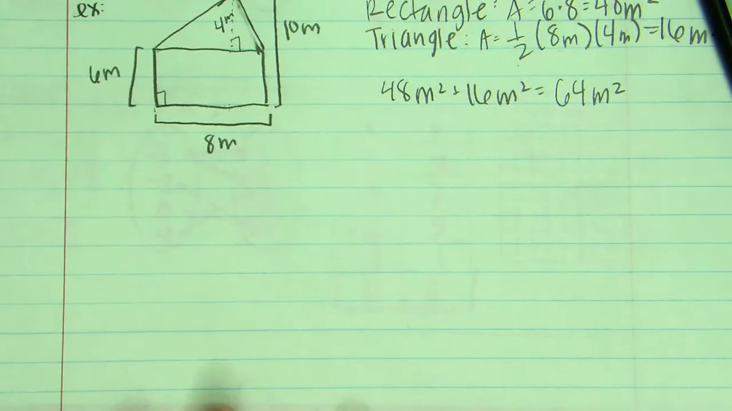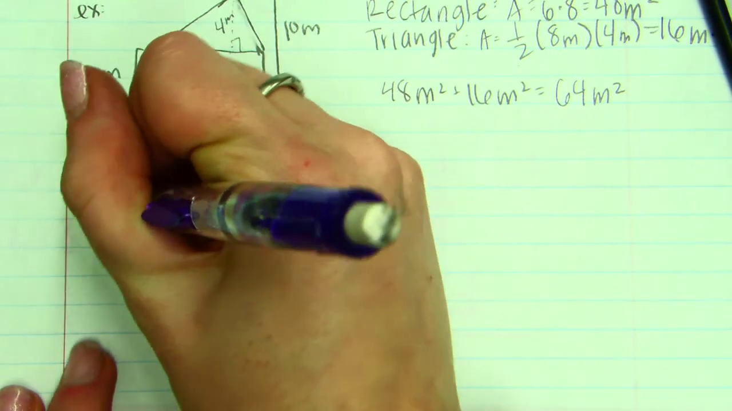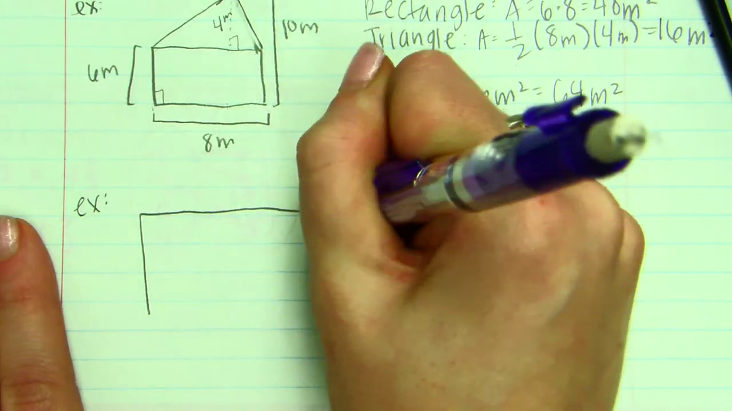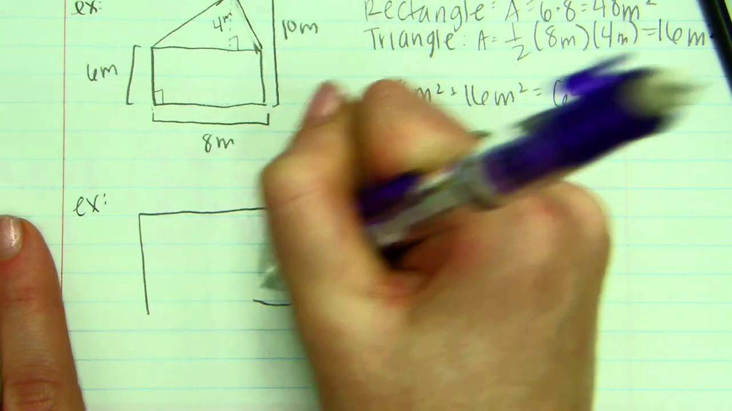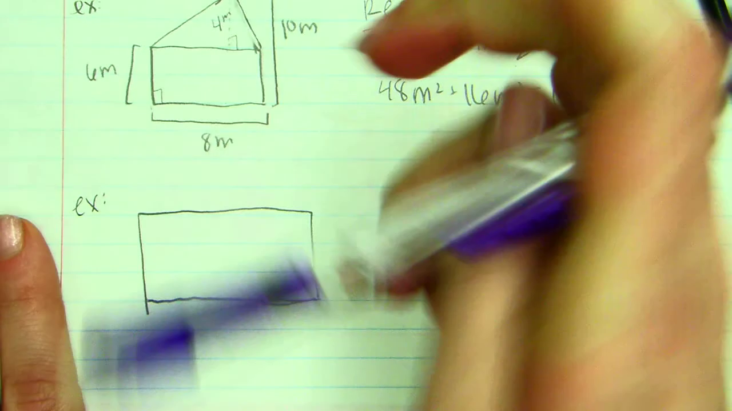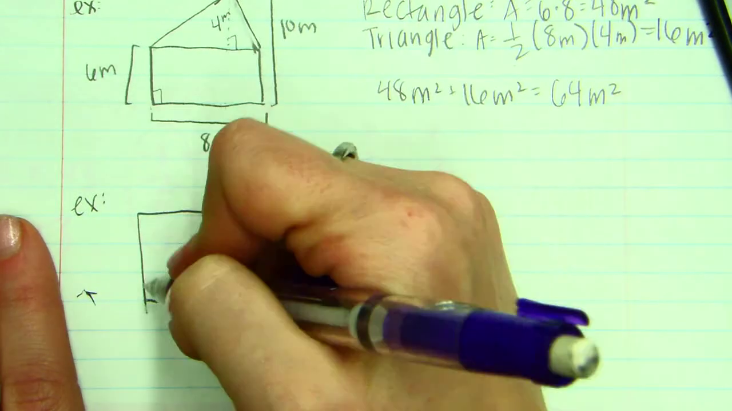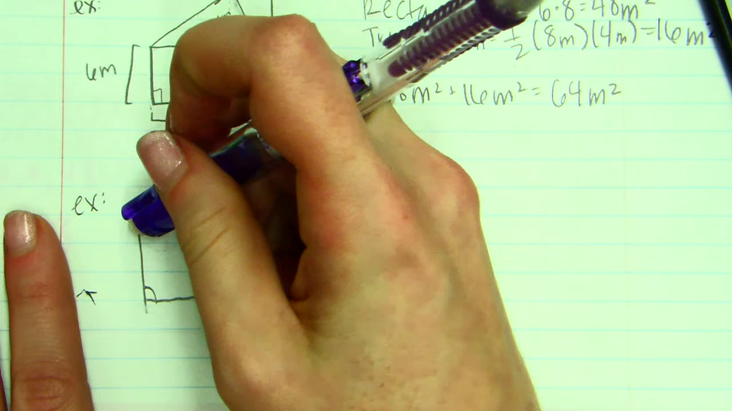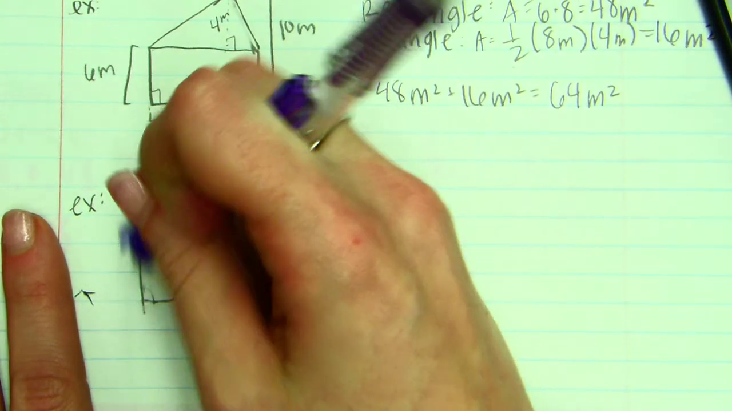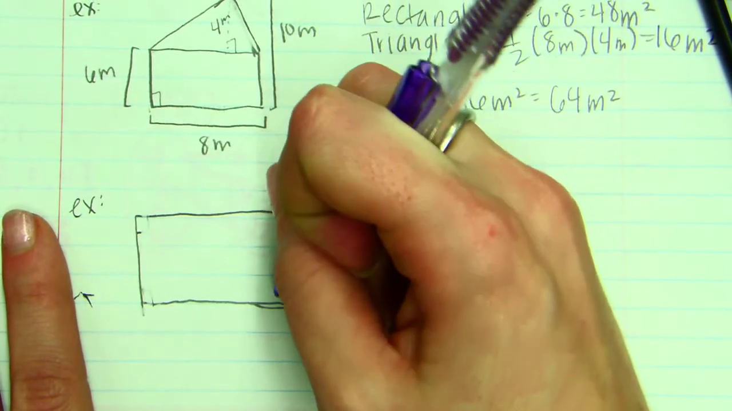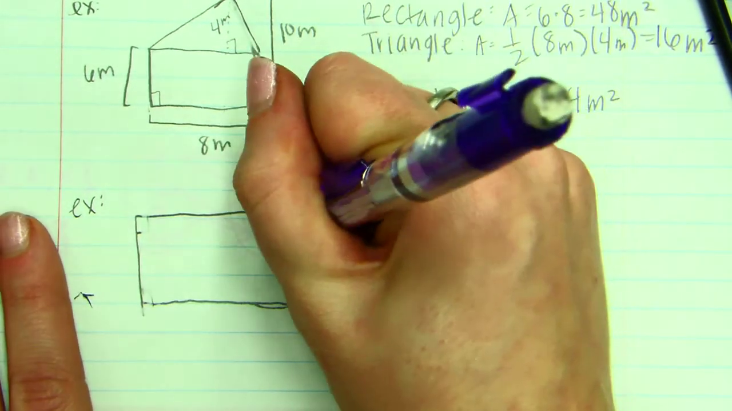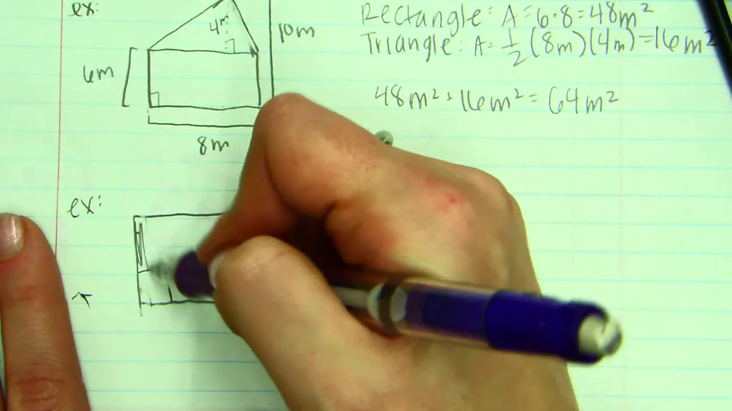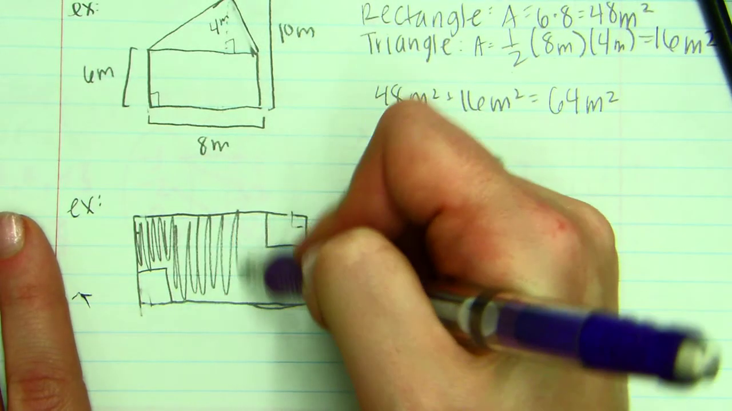For this next example, we're going to find the area of a shaded region. This is going to be at right angles. This is a rectangle. These are right angles, those are all 90-degree angles. We know this is a rectangle. And we're going to have this piece cut out and this piece cut out. And we're going to find the area of this shaded region.